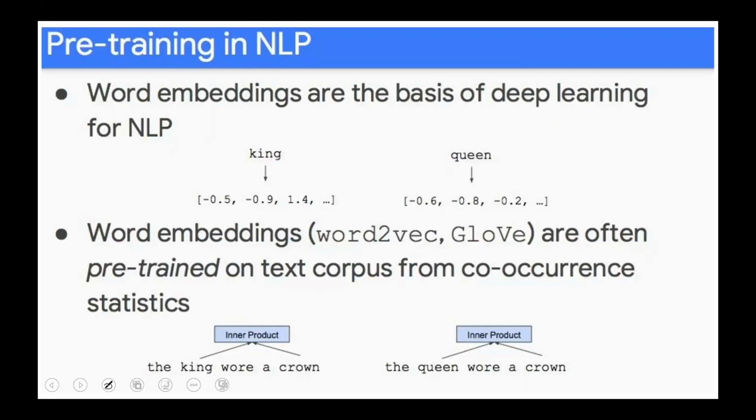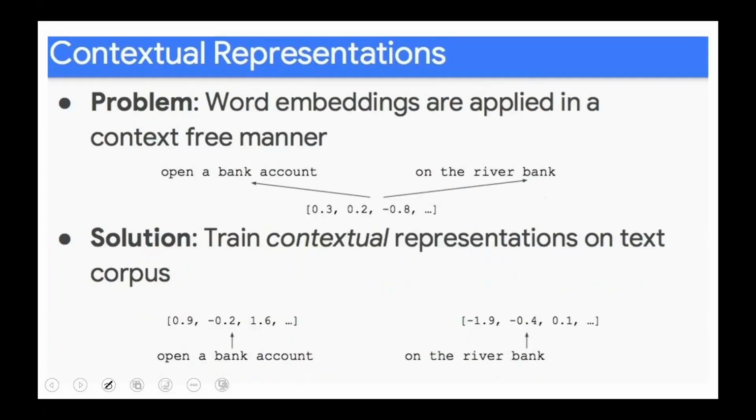So word embeddings are the basis of deep learning. Word embeddings can be done with either of these two methods. Word embeddings are applied in a context-free manner. Take the sentence: open a bank account on the river bank. In this case, both the banks will have similar word embeddings. If we want contextual representations, that is when we are saying this bank should be different from this bank. If I simply say word embeddings, then that will not solve my work.